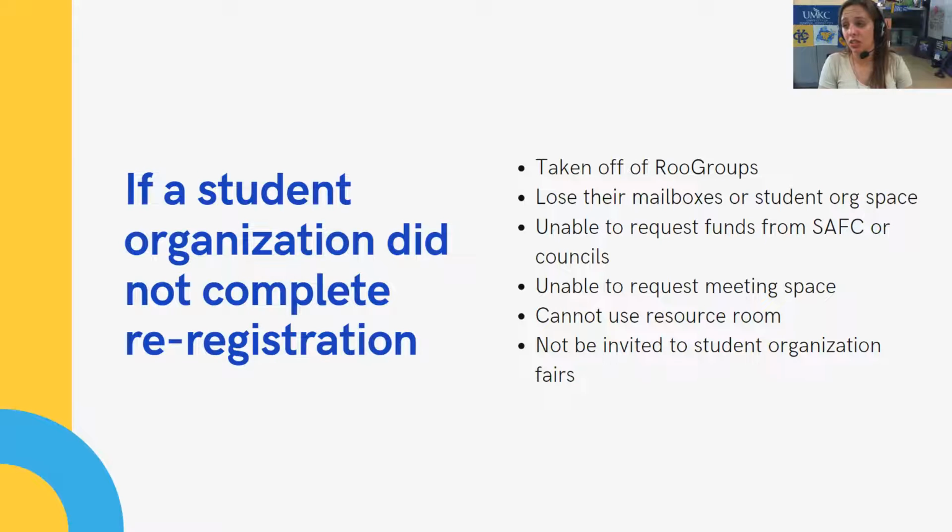And if student organizations were not re-registered at that point, they were taken off of Root Groups, our platform that we will be talking about and utilizing a lot. They will lose their mailbox in the student org office space. If they did have a student organization office space, both located on the third floor of the student union, then they would have to vacate space. They would not be able to request meeting space, not be able to request funds from the student activity fee, and they would not be invited to student organization fairs.